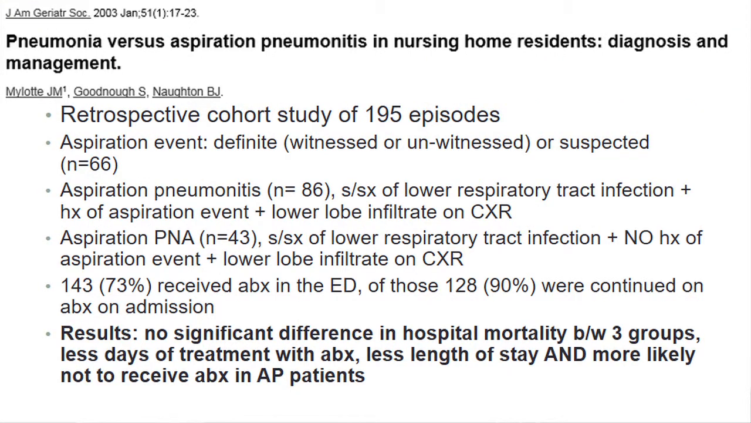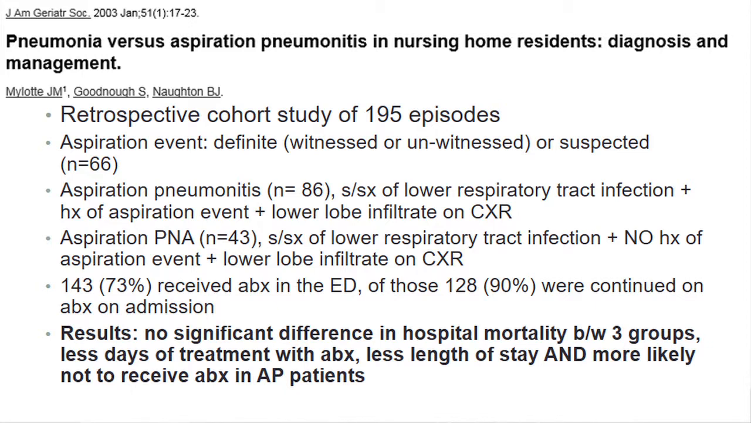Here is a retrospective cohort study that was done in 2003 and published in the Geriatric Journal of Medicine. They looked at 195 cases of aspiration events in nursing home residents, and they had basically broken it down into aspiration event, which was either definite, witnessed, or unwitnessed, or suspected event. And then they broke it down into aspiration pneumonitis, which they defined as having signs and symptoms of a lower respiratory tract infection, a history of the aspiration event prior, and a lower lobe infiltrate on chest x-ray. And then aspiration pneumonia was defined similarly to aspiration pneumonitis, but having no history of aspiration event.